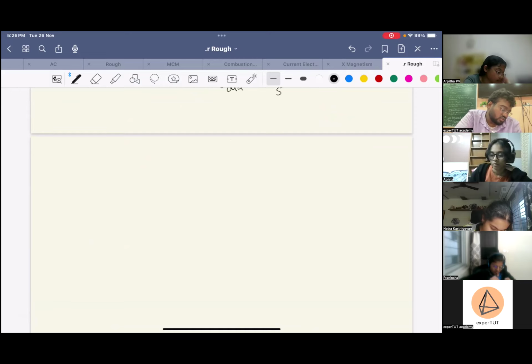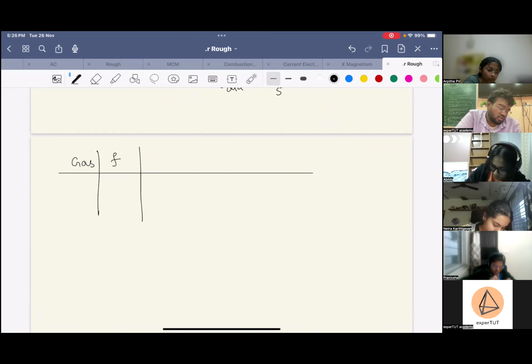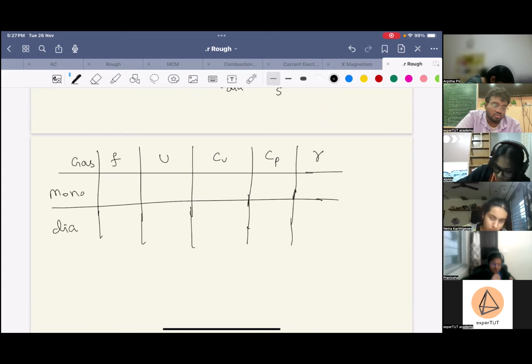Now you have to make a table in which you write gas, then you write f, the number of degrees of freedom, then you write U, then you write CV, then you write CP, and then you write gamma. This table you have to fill for two things, monoatomic and diatomic. Just as a revision we are filling it. Arpita, tell me the row for the monoatomic values.